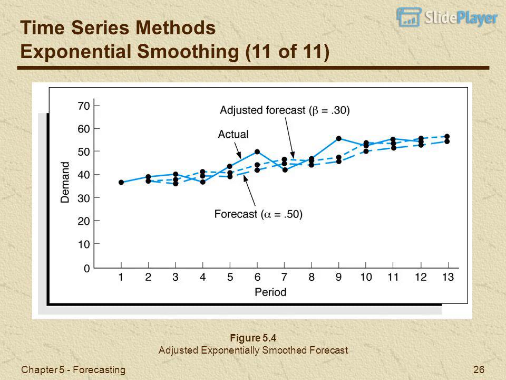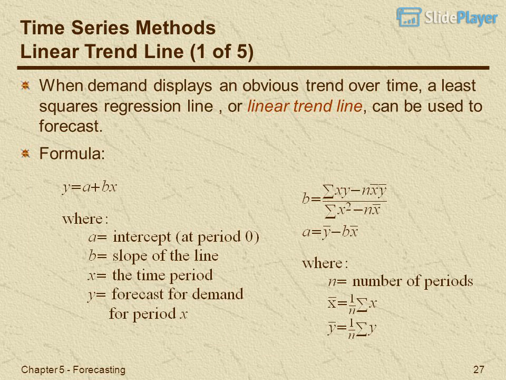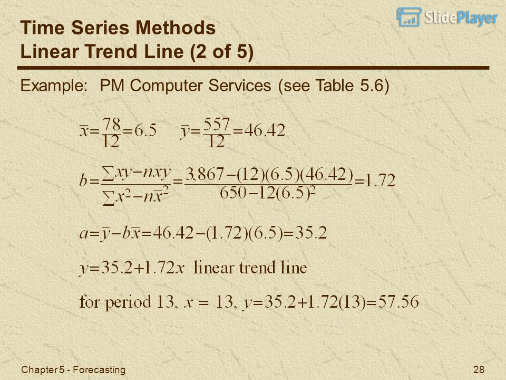Chapter 5, Forecasting. Time series methods. Linear trend line. When demand displays an obvious trend over time, a least squares regression line, or linear trend line, can be used to forecast. Formula. Example: Primary Computer Services, see table 5.6.